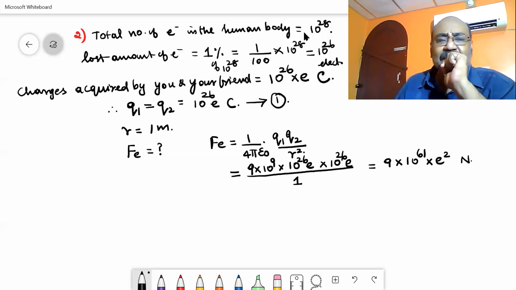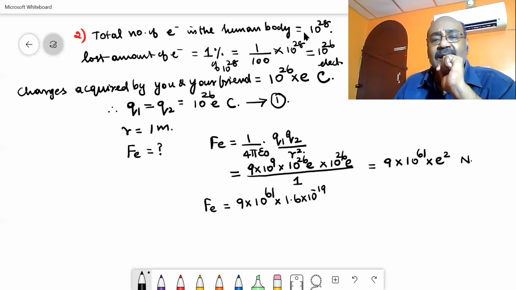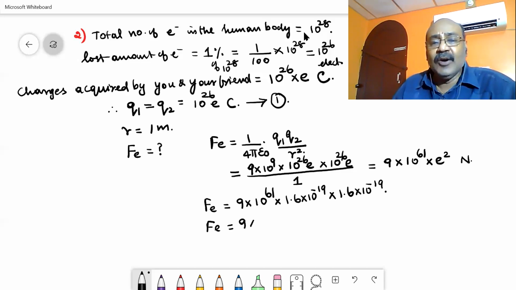So now let us simplify. What is the value of Fe then? I can write 9 into 10 to the power of 61 multiplied with 1.6 into 10 to the power of minus 19 into 1.6 into 10 to the power of minus 19. I can get the answer Fe equal to 9 into 1.6 into 1.6, which is 2.56, multiplied with 10 power 61 multiplied with 10 power minus 38.